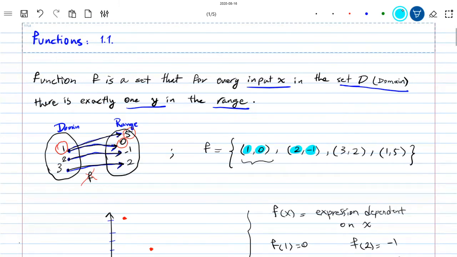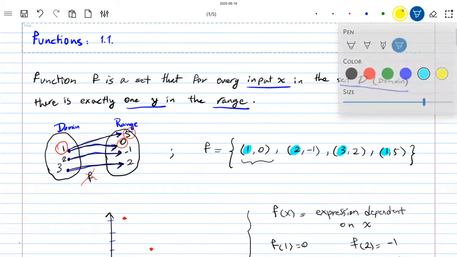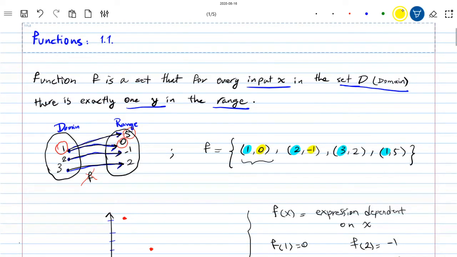And this is exactly the same as saying all the first coordinates are elements in the domain. That means those are your x values. And all the second coordinates are elements in the range. If you compare these two shapes, one is the set version, the other one is the mapping version, they're exactly the same thing. What is the input? If you pick 1, what do you get for output? You get 0. If you pick input 2, you'll get -1. If you pick input 3, you'll get output 2. If you pick input 1, you'll get output 5.